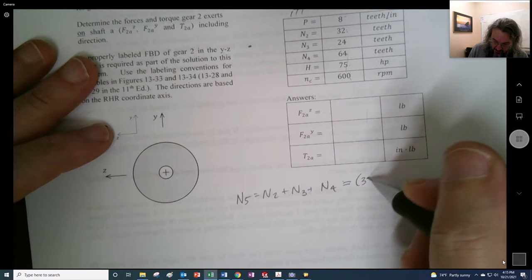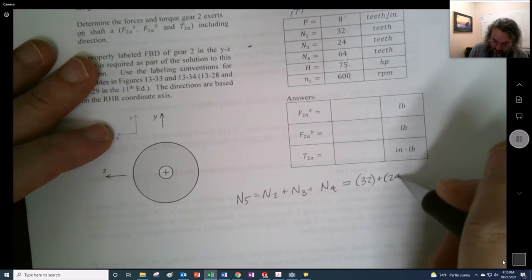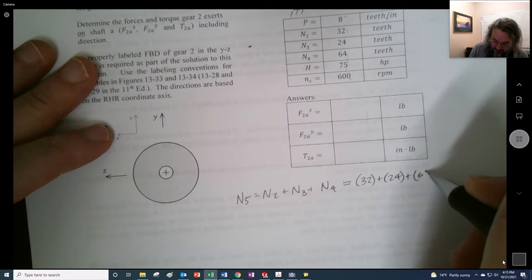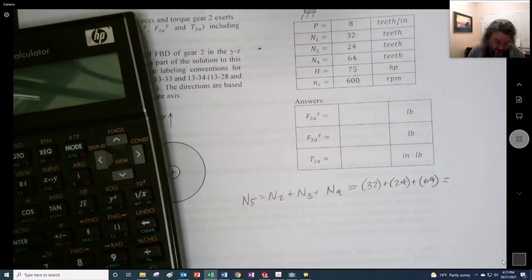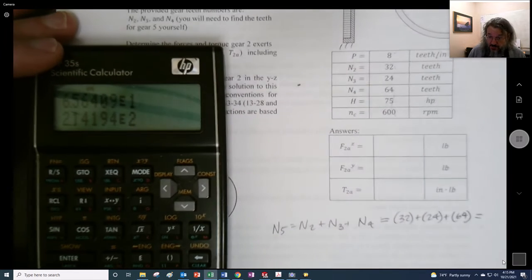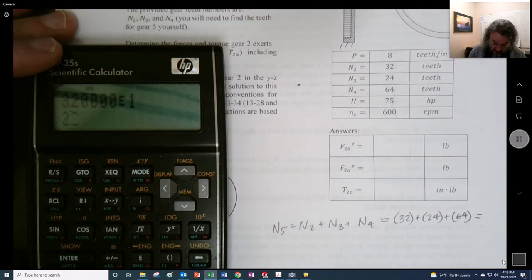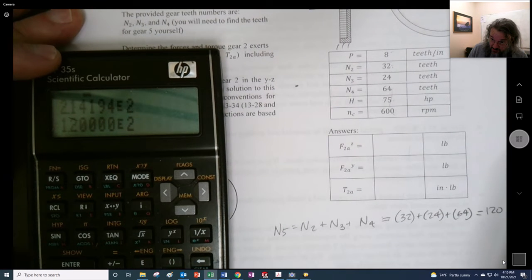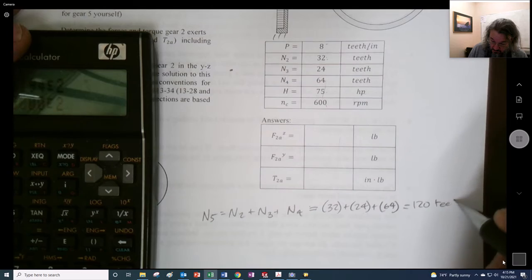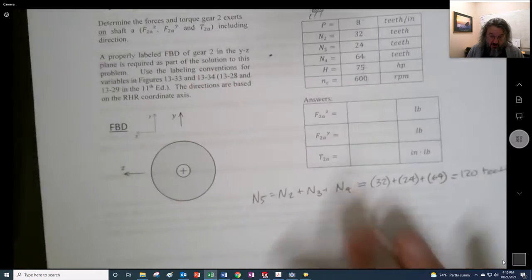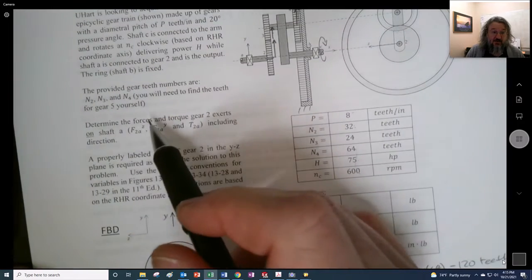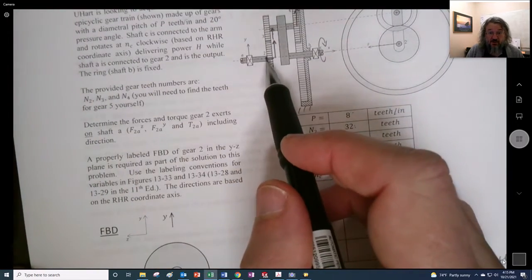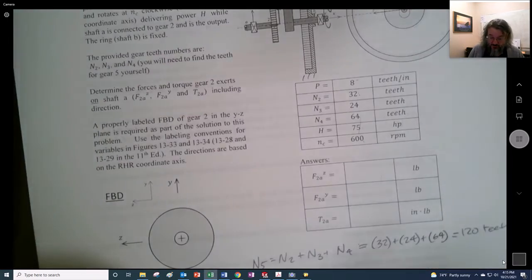So that's going to be 32 plus 24 plus 64. And I think it comes out to 120. I think I did it on purpose. 32, 24, 64, boom. So 120 teeth. Not hard. All right, so now we need to figure out what the output speed of gear 2 is going to be. That'd be a great thing to do.